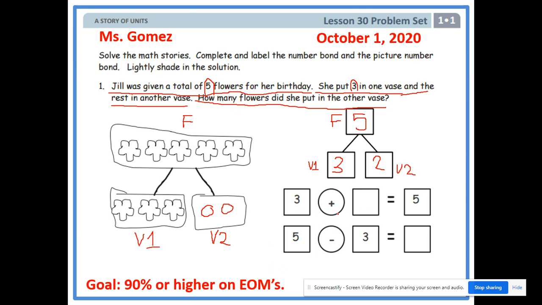And if you look here, they already wrote most of the addition and subtraction sentences for you. We just have to fill in the unknown. So here, for the addition sentence, they started with a part, which was 3. 3 plus, let's go ahead and write 2, equals 5. Now for the subtraction sentence, they started with the whole number, which is 5 minus 3 equals 2.